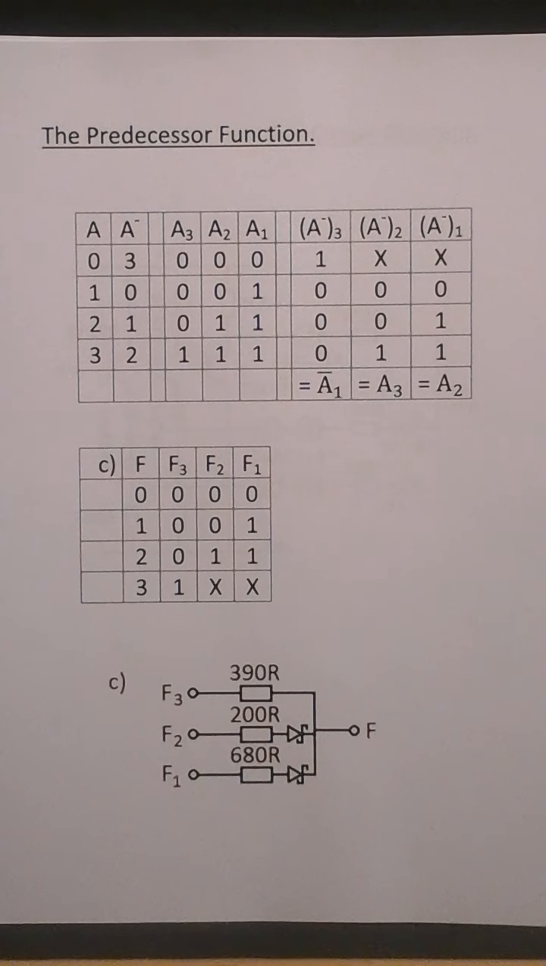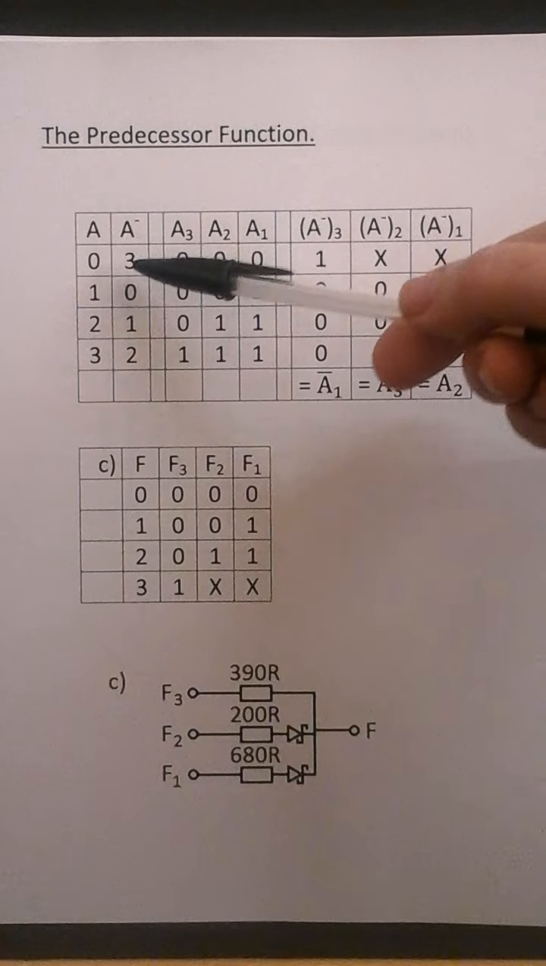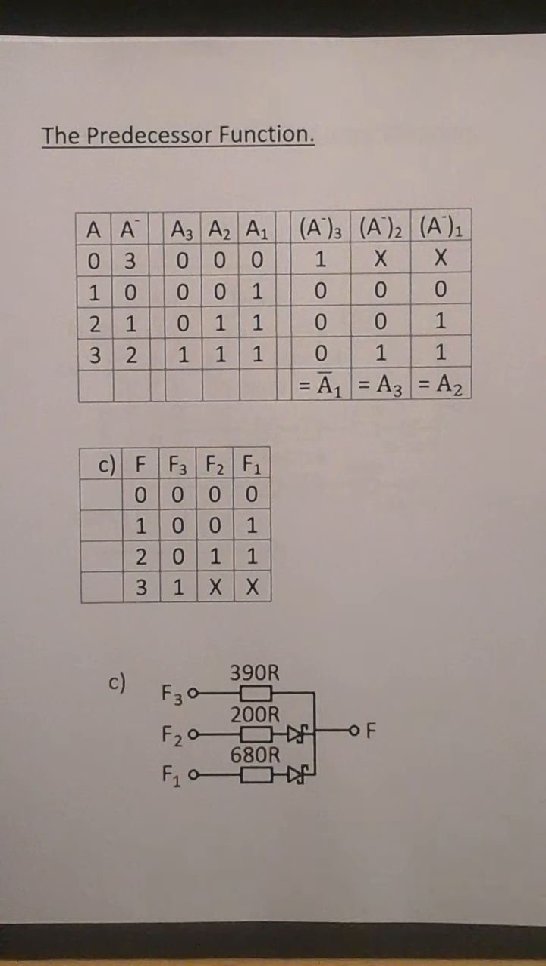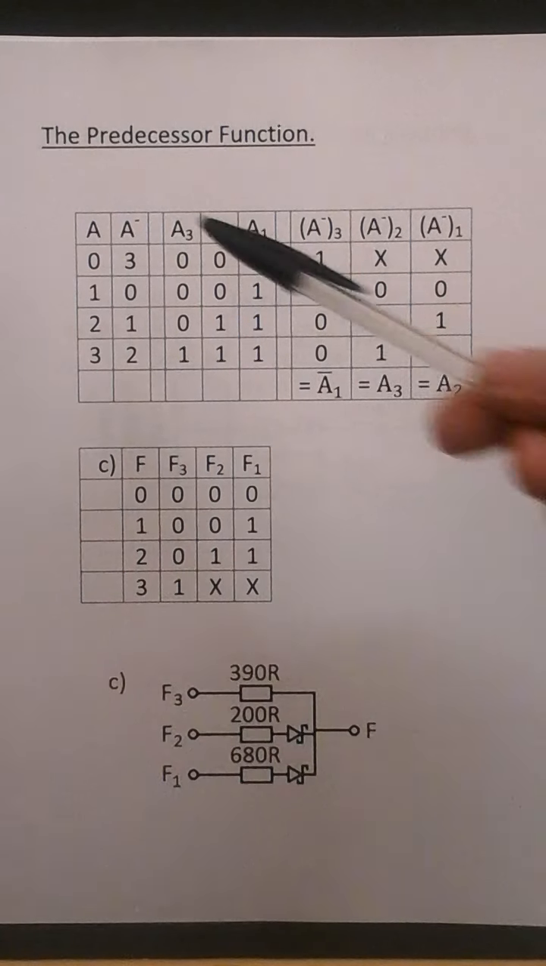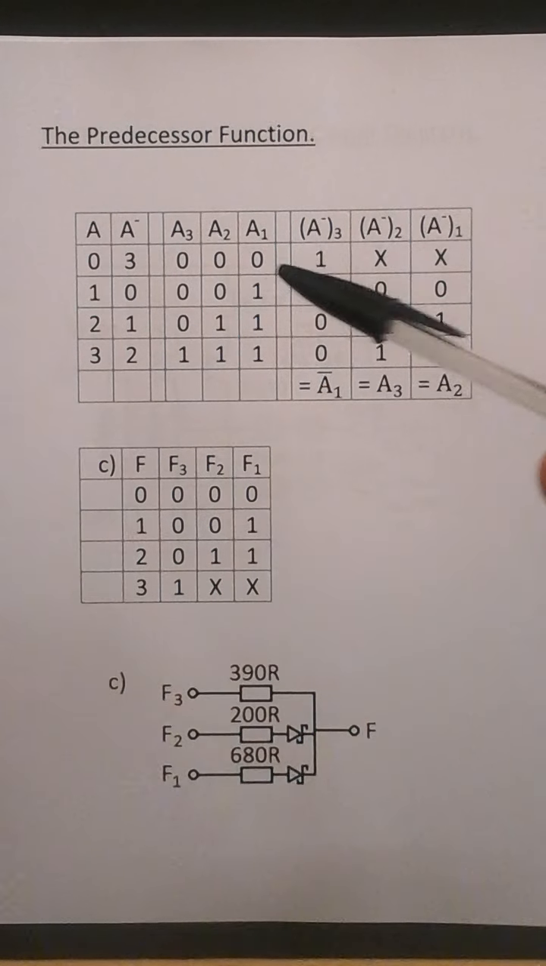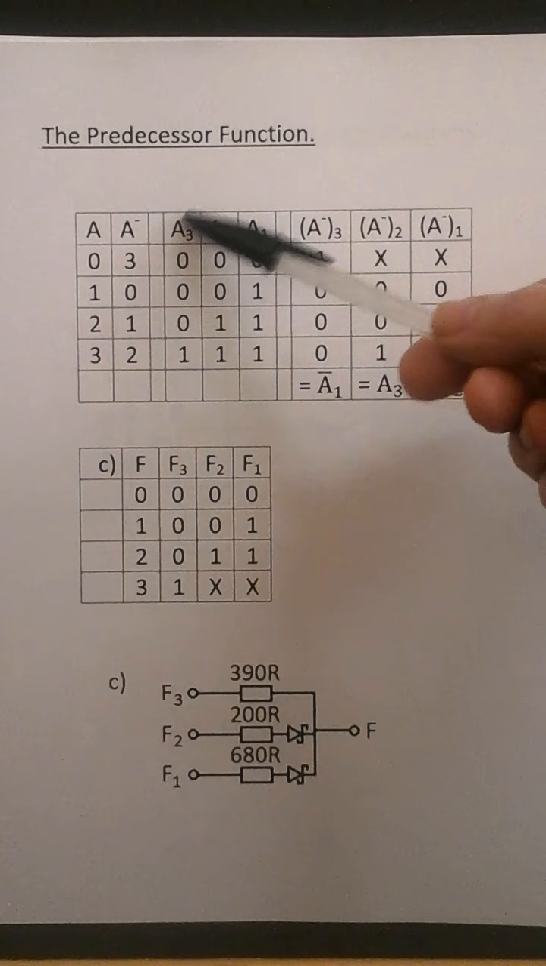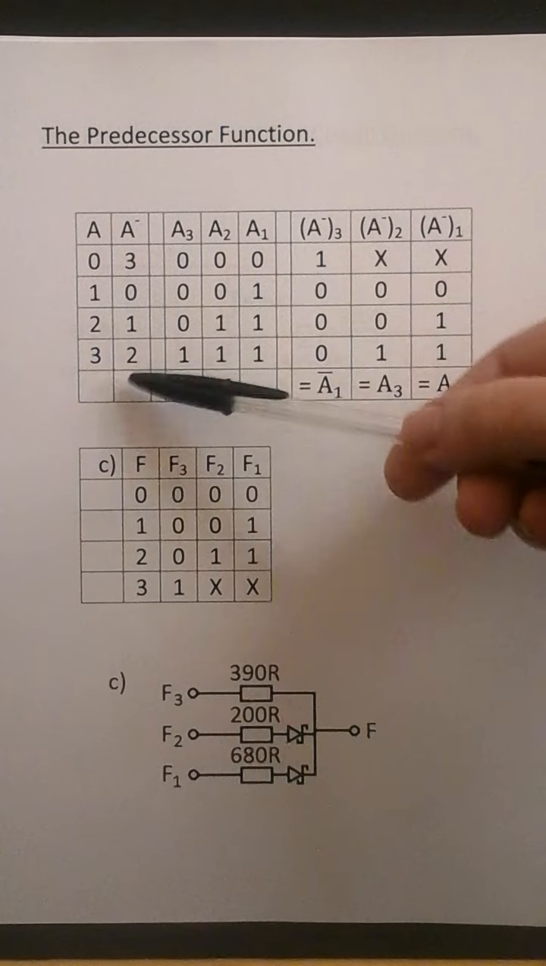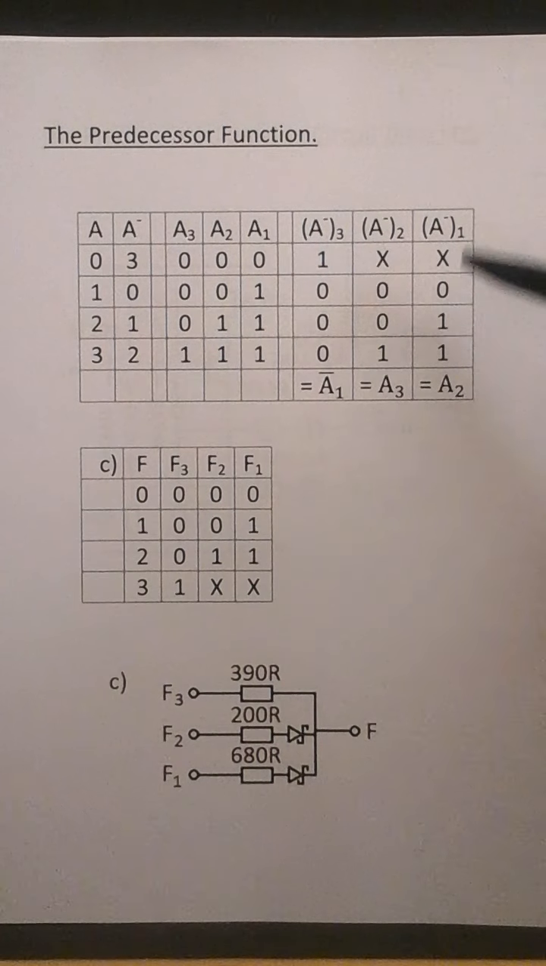Here we have the predecessor function. This is A plus 3 modulo 4. Adding 3 is the same as minusing 1 modulo 4, so that's why the minus is there. So these are the inputs for A. These are the outputs for A minus 3, 2, 1.